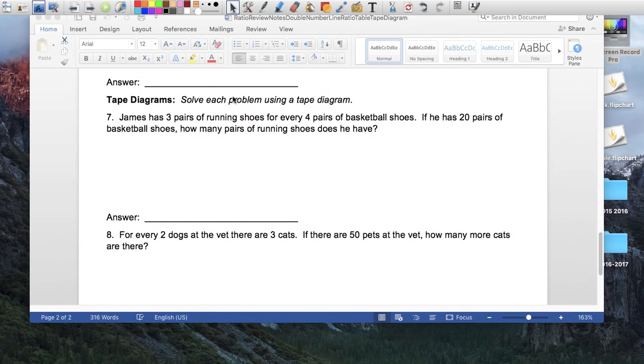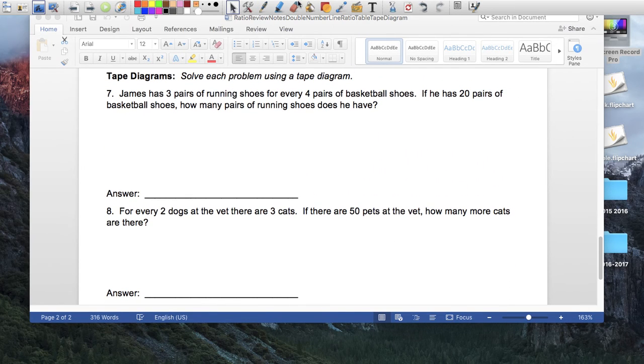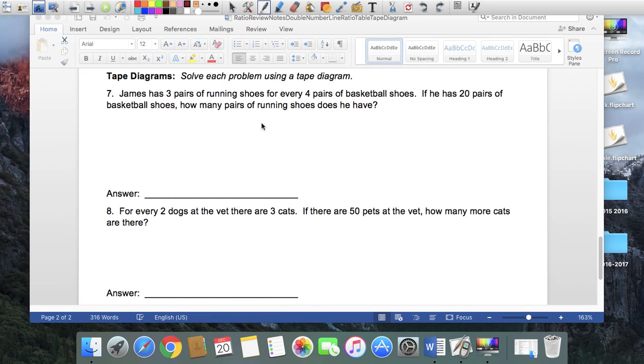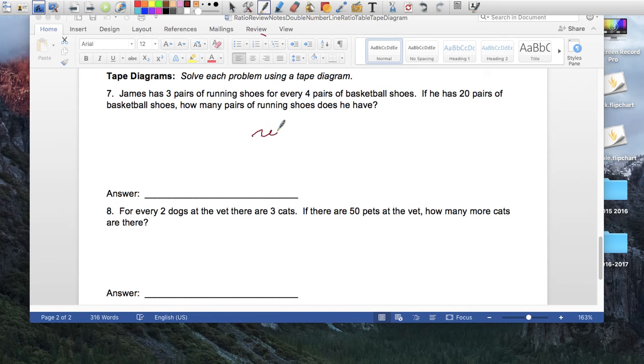Got 3 more here. Tape diagrams. Okay, that's my favorite actually. Running shoes and basketball. That's what we're comparing. Running shoes is 3, so we do 3 boxes. 1, 2, 3. Basketball we have 4. 1, 2, 3, 4. You can do 1, 1, 1, 1, 1. I'm just going to skip that process.